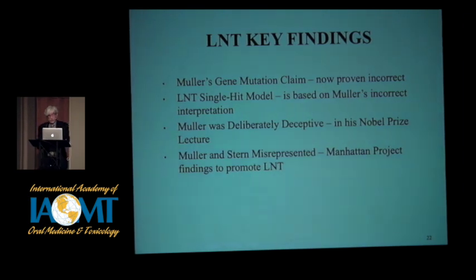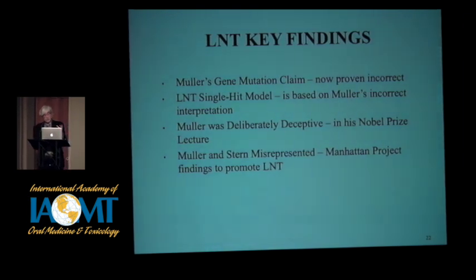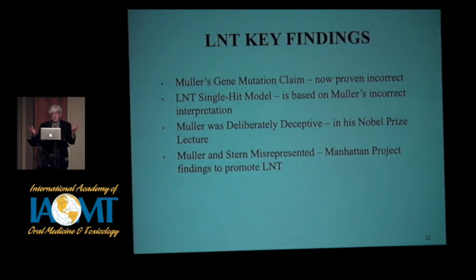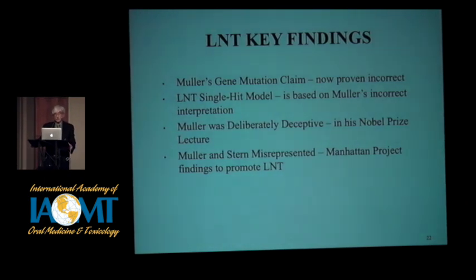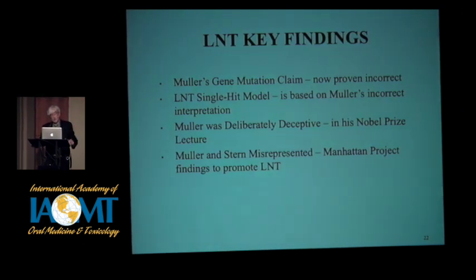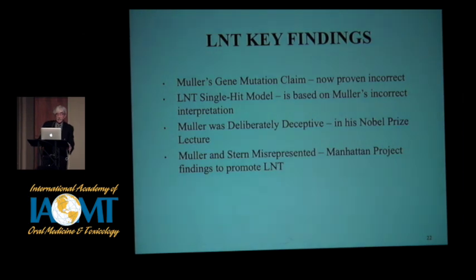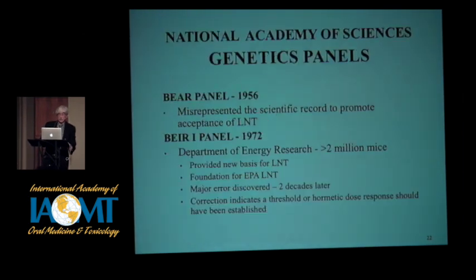So what we actually have here is a variety of things. We have key findings. Muller's gene mutation claim, I believe, has now been proven incorrect. The linear single-hit model was based on Muller's incorrect interpretation. I believe that Muller was deliberately deceptive in his Nobel Prize lecture. I believe that Muller and Stern misrepresented the Manhattan Project findings to promote the LNT.